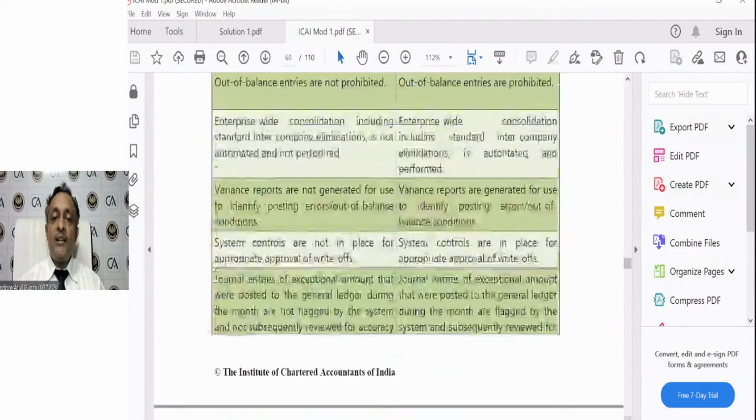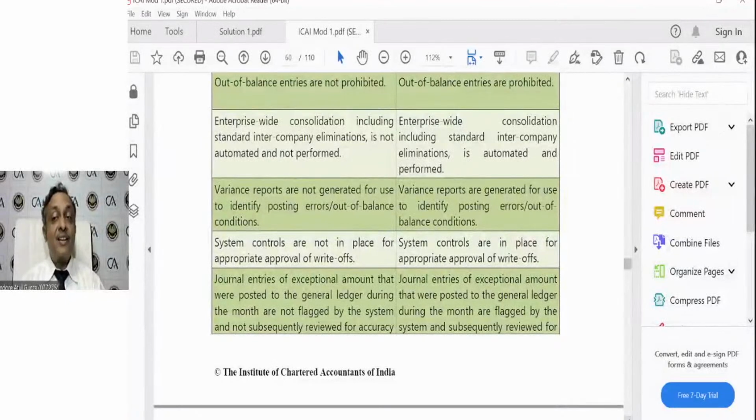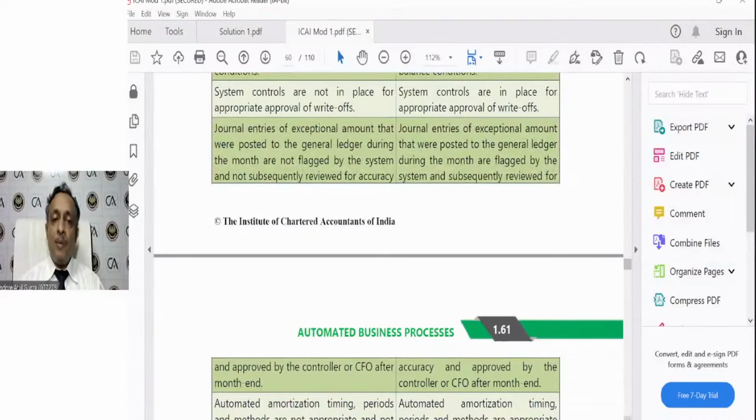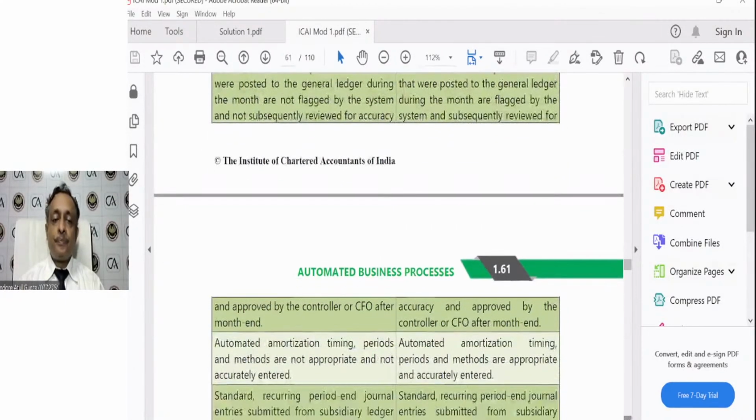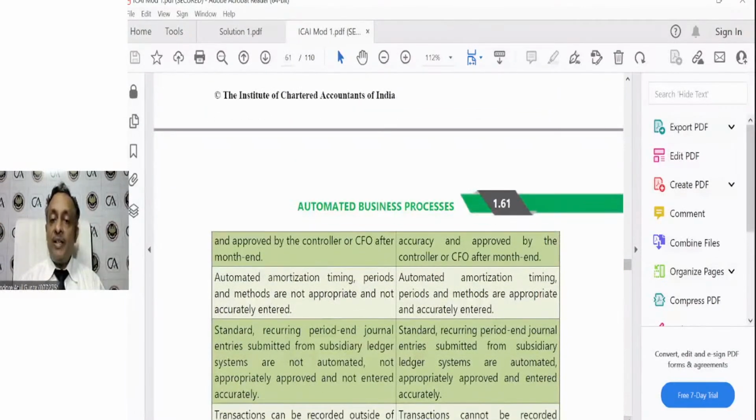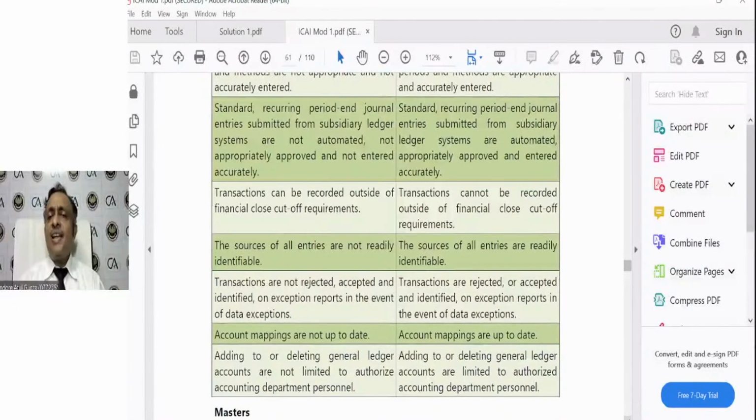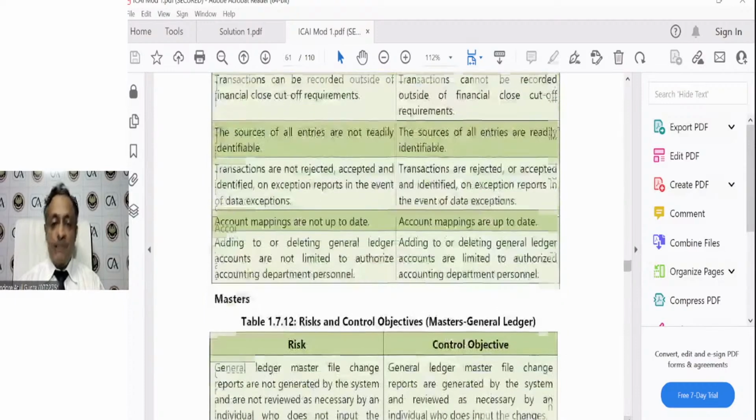Enterprise-wise consolidation has to be done. Variance reports not generated, that is very critical. System controls not in place for write-offs. A proper approval has to be there. General entries for exceptional transactions amount that were posted in GL during the month are not flagged properly. Automated authorization timing periods not appropriate. Standard recurring period and journal entries not properly submitted. So these are issues that you want to look at in GL, general ledgers.